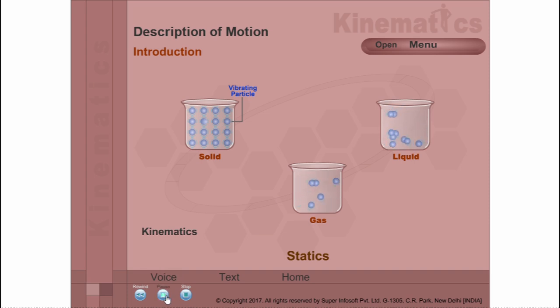Introduction. Mechanics consists of three principal branches: statics, kinematics, and dynamics.